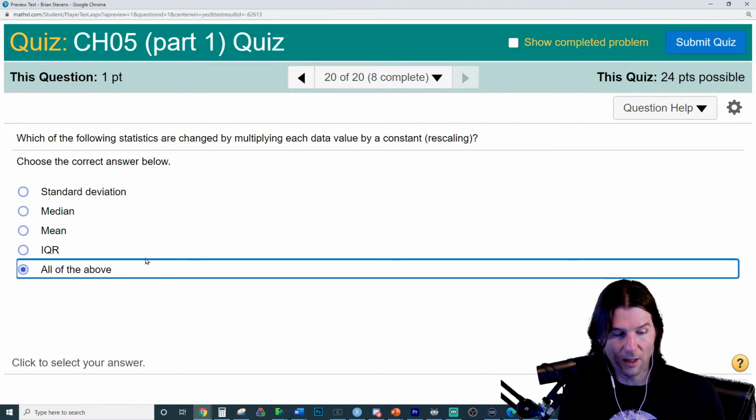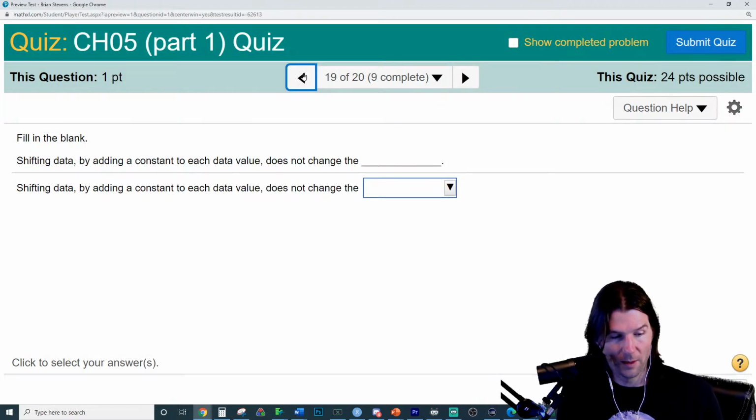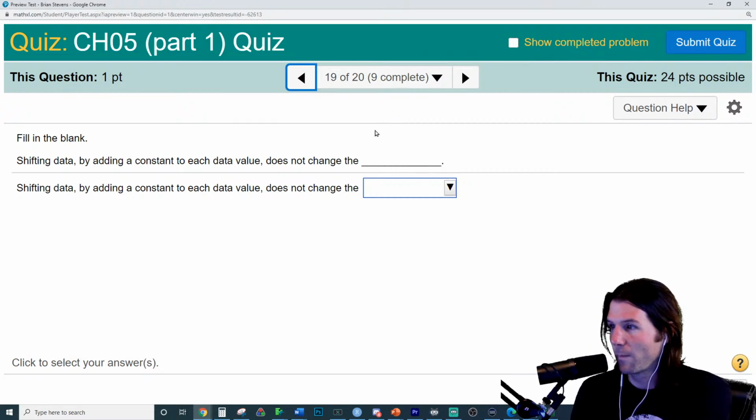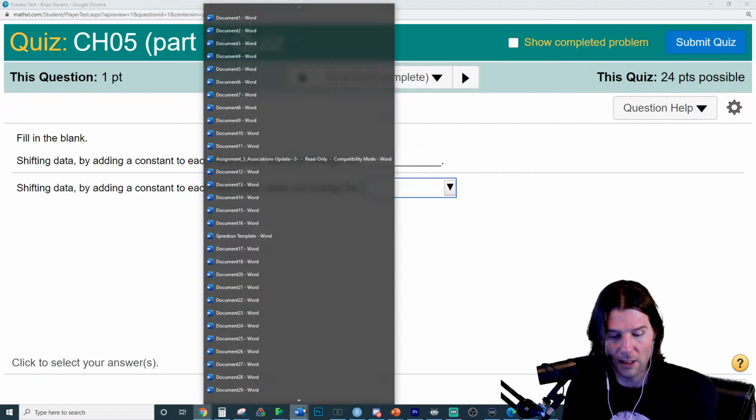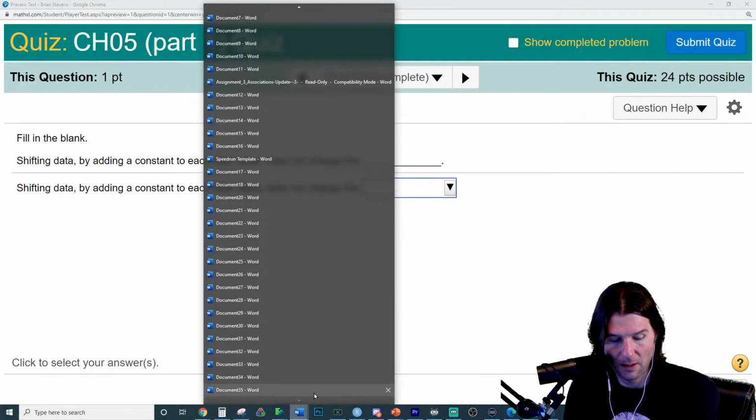These are measures of center. They've all changed. Let's see if we can find that other one. Shifting the data by adding a constant to each value does not change the what? So let's try this. You ready? Let's go back to our data that we just had and add a constant to it.